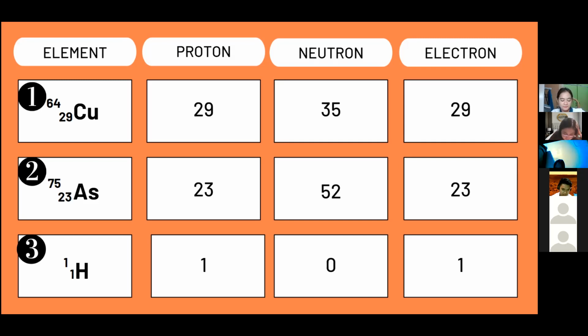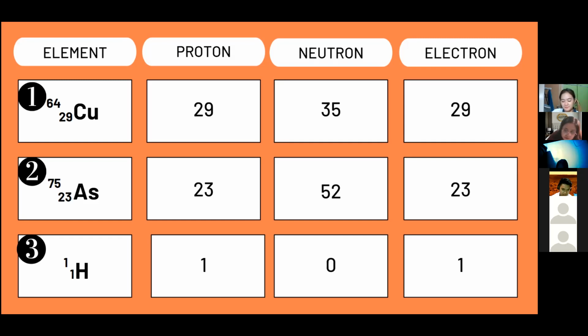Sa pagkuha natin sa proton, meron siyang technique. So ang technique niya, ang protons is equals to atomic number. So kung ano yung atomic number, yun din yung protons ng isang element.